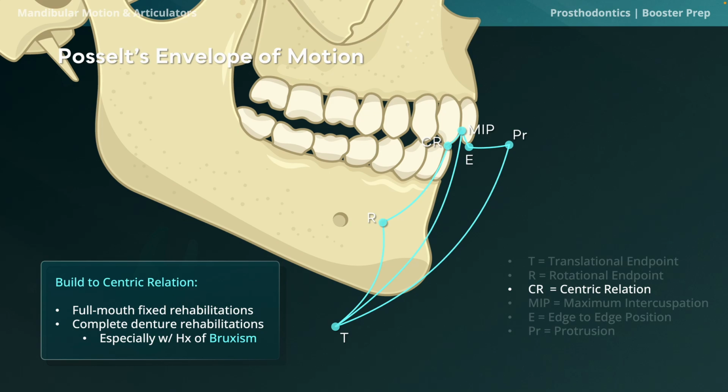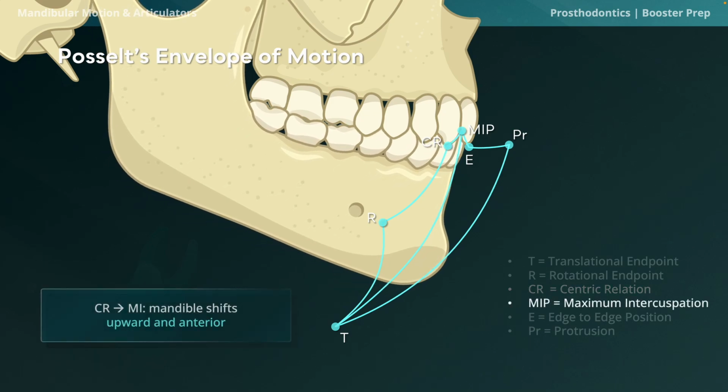Alright, the next movement from CR will be the MIP. And what you need to know is that this shift is essentially an upward and anterior mandibular movement. And if you position your own jaw in CR and bite firmly to go back to MIP, you'll feel yourself sliding upwards and forwards. So if you ever forget, remember, you're a human with a functioning jaw, so you can always try out these movements for yourself.